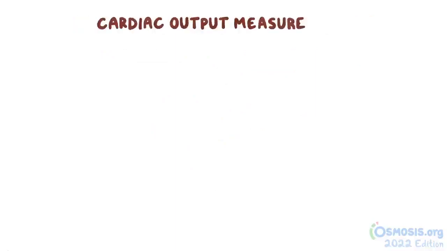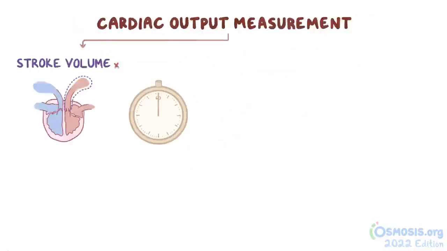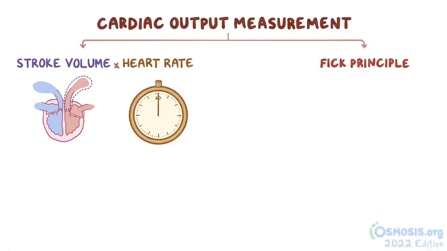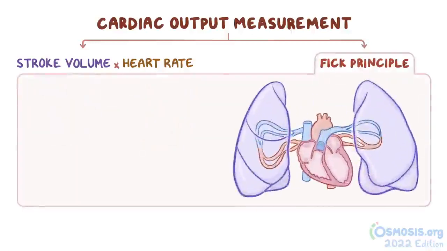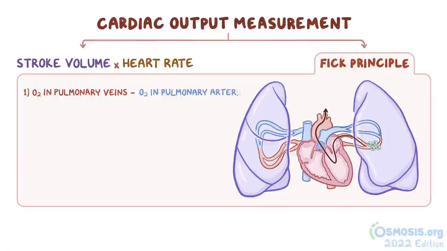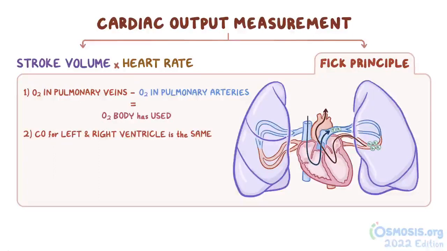Alright, as a quick recap, cardiac output can be measured either as the stroke volume times heart rate or with the Fick principle. The Fick principle assumes two things while in the steady state. First, that oxygen in the pulmonary veins going to the body minus the oxygen left in the pulmonary arteries coming back from the body must equal how much oxygen the body has used. Secondly, that the cardiac output for the right and left ventricles are the same.